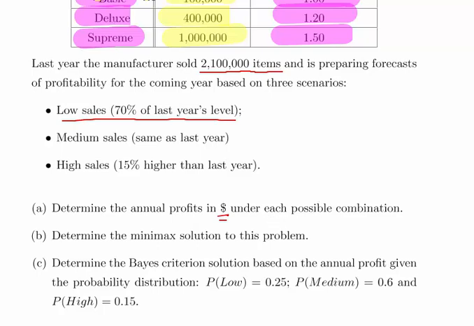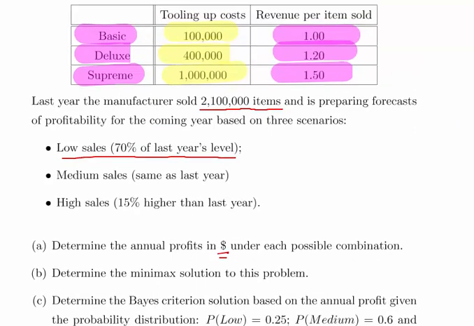So essentially what we have there is 9 combinations. We have the product type, basic, deluxe, and supreme, and also the market conditions: low sales, medium sales, and high sales. Okay, so between the two factors there's 9 possible outcomes, 9 possible scenarios that could take place in the current year.